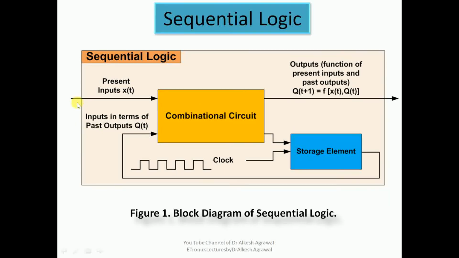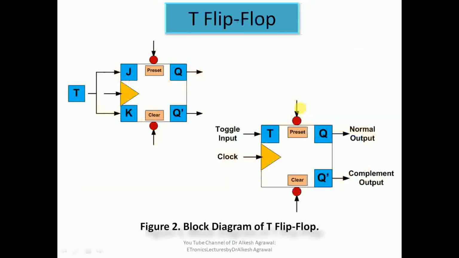So whatever input we give at a particular instant of time, a part of that input is being stored in that storage element and is again being fed back with the present input. Because of these prevailing input conditions, the next output not only depends upon the present input but also on the past outputs.